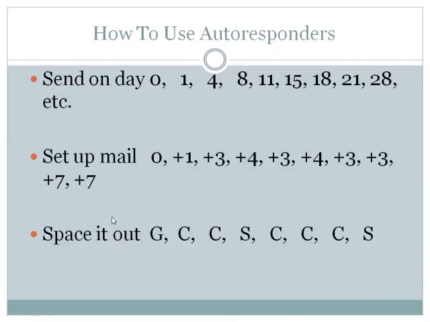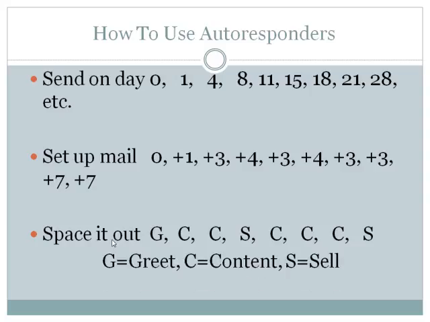This next section shows you exactly what kind of content you're going to send. Here's the code for it. G stands for a greeting, C stands for content, and S stands for sell. If you try to sell something every time you send an email to your client list, they're going to get tired of it and drop off your list. They want to hear some really good, useful information from you most of the time. After you've given them good information, then they're willing to buy something from you.